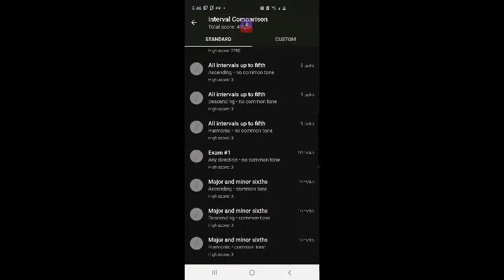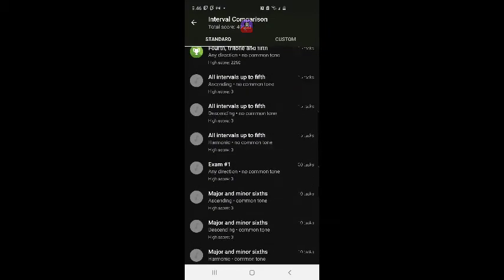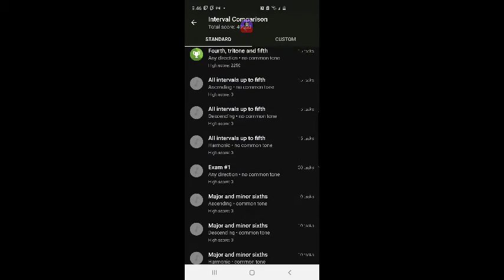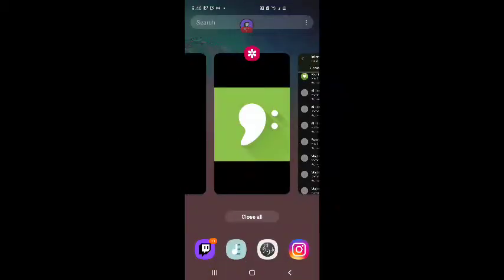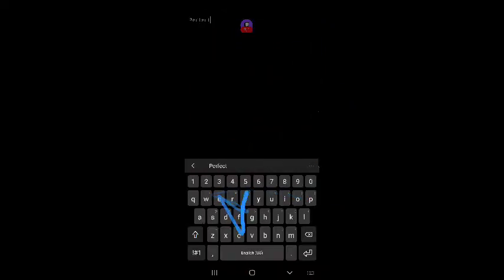It says I'm going to be doing all intervals up to fifth, ascending, no common tone. There is a person. Yay, a person. Thank you, person. So I'm going to go to my notebook, Perfect Ear. And for those of you viewing, if you have any comments, put them in the chat and I'll review them when I can get to it after I do the lesson.